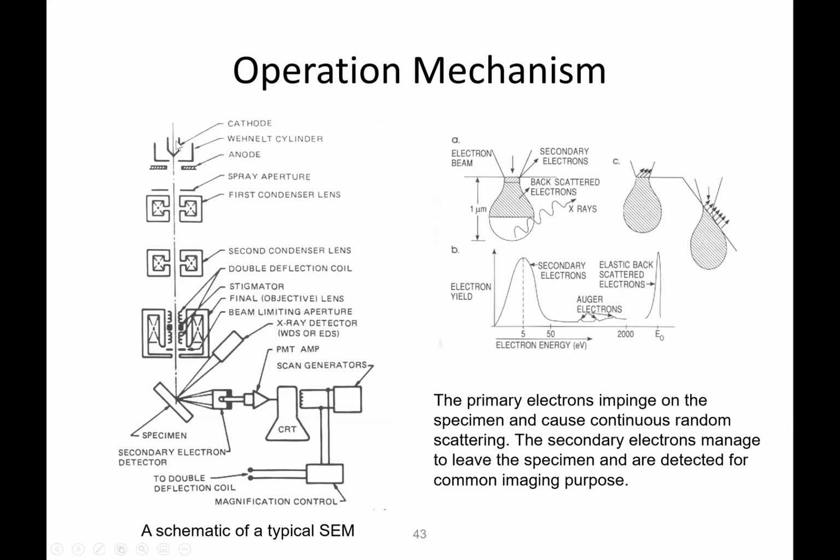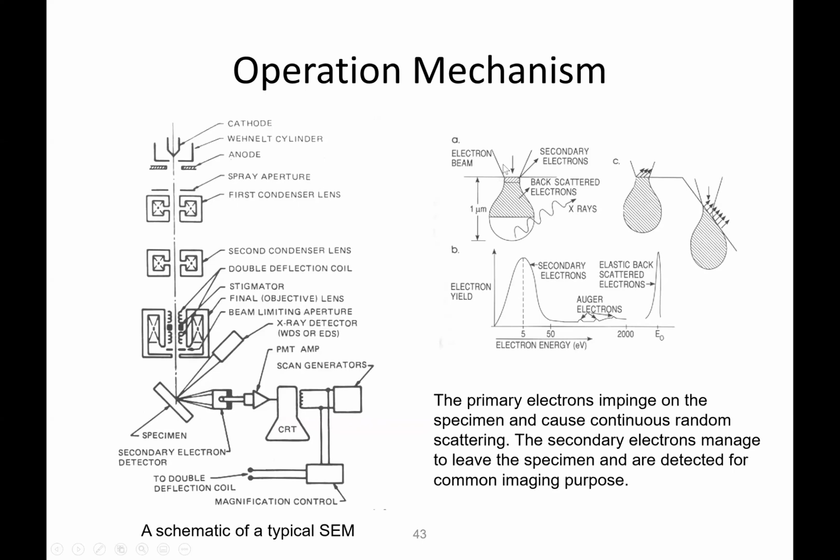Again, with the cathode, the electron beam comes out through the condensing lens, and with the second condensing lens we can focus it well. Then using the electromagnetic coil we can control the beam, and having these sensors, this is the detector, we can see and also analyze what's inside.